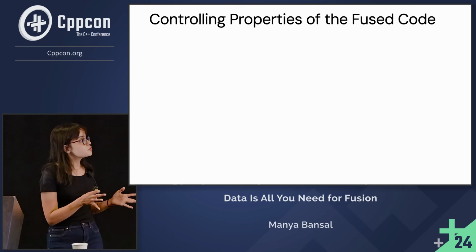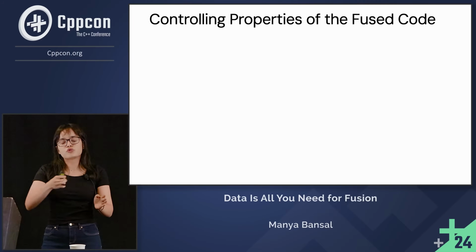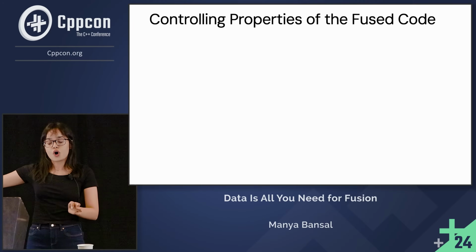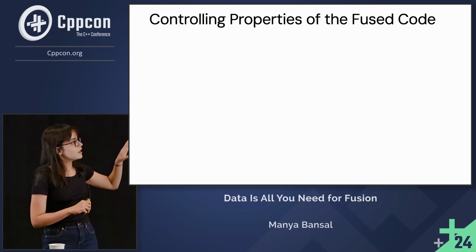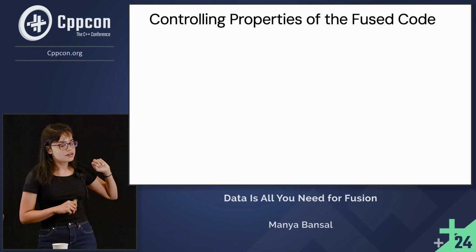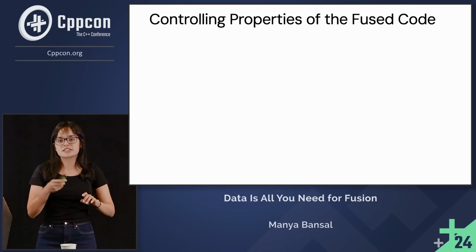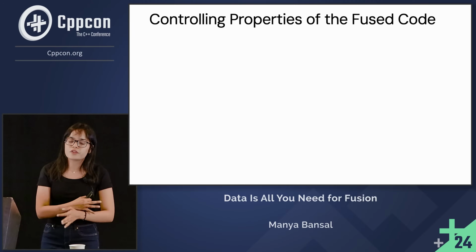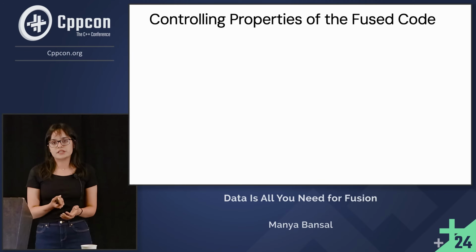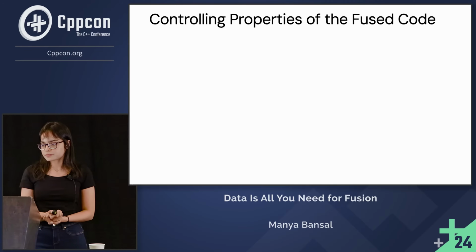We want users to be able to quickly sweep through the possibilities of all of this fused code. They can tell us what properties they would like in their actual implementation, and then Fern can come in and deterministically and reliably apply those optimizations for them. So we expose an interface to control the properties of the fused code that we're generating.